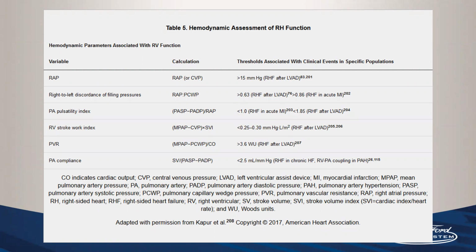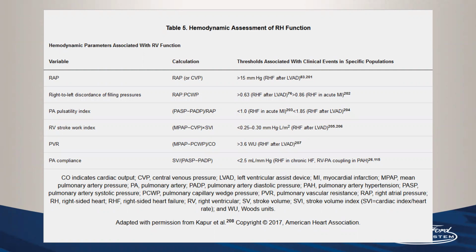Yeah, you know, the one thing about RV function, like on echo at least, it just only tells a very small part of the story. What are some hemodynamic measures? What RA number do you think is bad? 18? Yeah, it's really. Here's 15, so, yep. Right. What about a ratio from right atrium to wedge? You heard of that before?